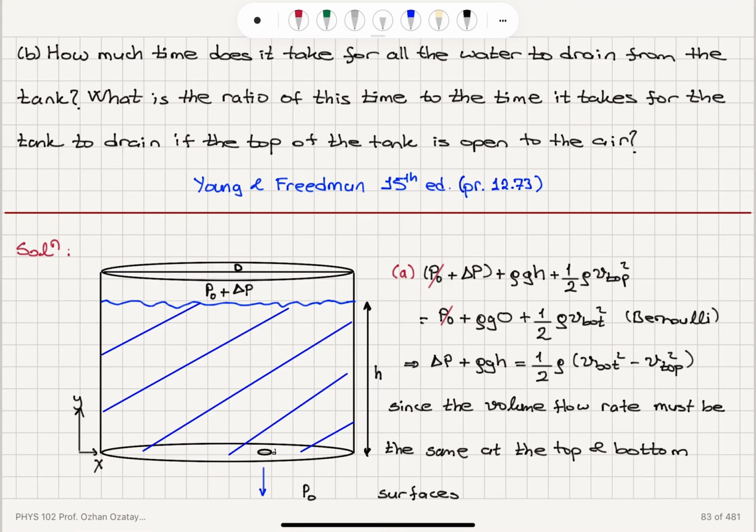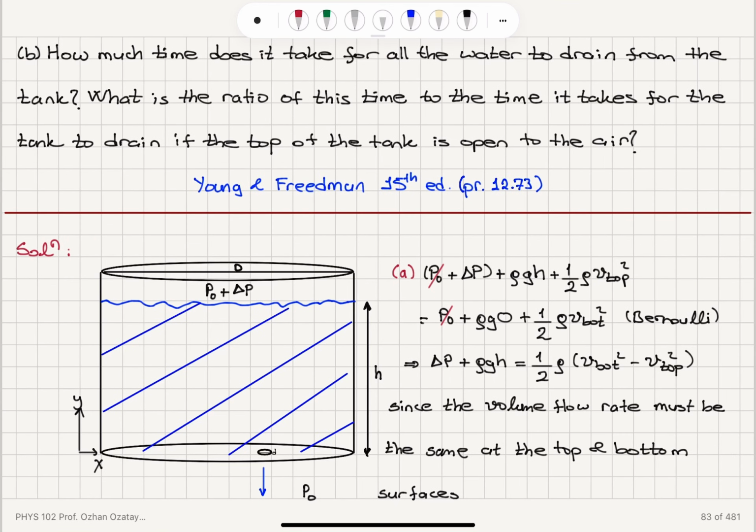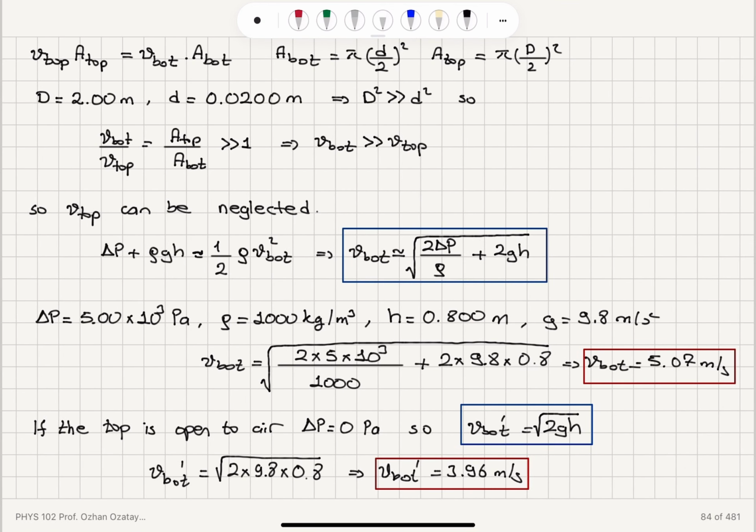We're continuing our discussion of the draining water through a circular hole problem. In part A of this problem, we calculated the speed of the water as it emerges from the hole just after the hole is made. And we want to know the ratio of the speed to the efflux speed if the top of the tank is open to the air. So we calculated these speeds separately here.